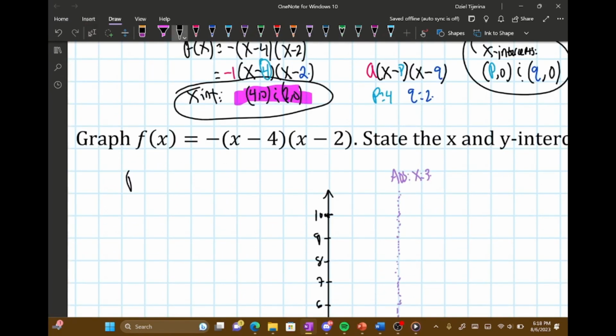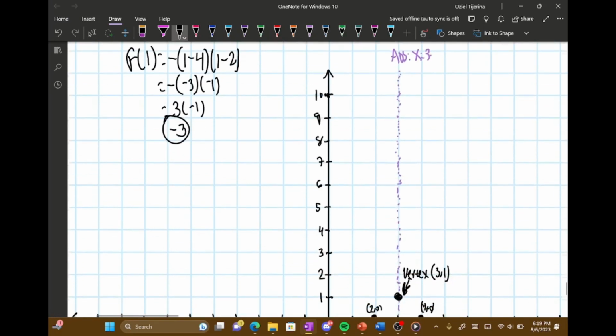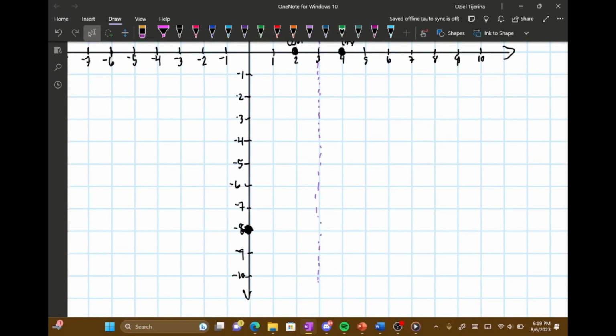So if we evaluate f of 1, we're going to get negative the quantity 1 minus 4 times 1 minus 2. This will give me negative the quantity -3 times -1, which is 3 times -1, which is -3. So I know I'm going to have (1, -3) right here.